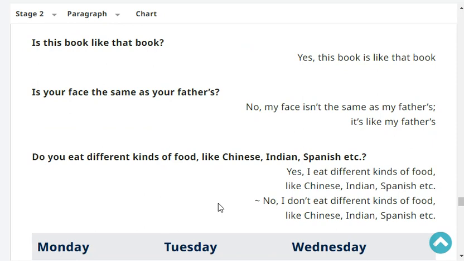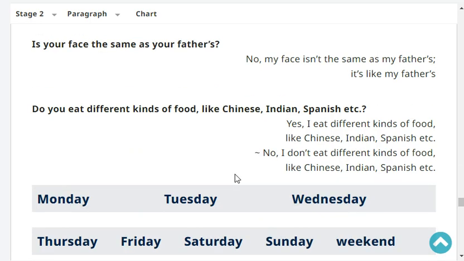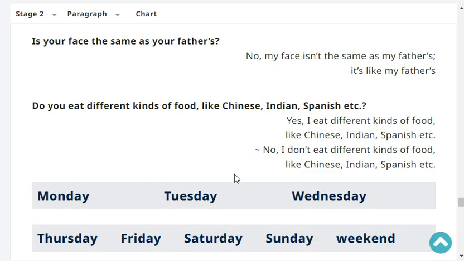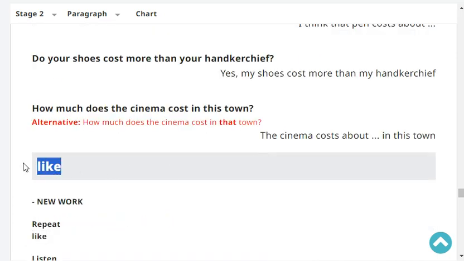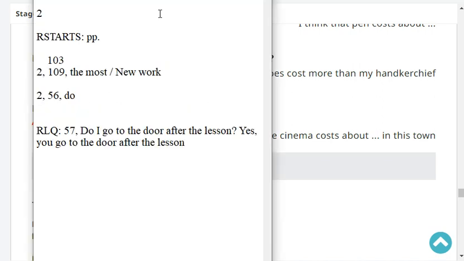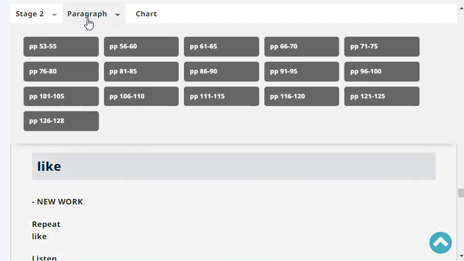Do you eat different kinds of food like Chinese, Indian, Spanish, etc.? Yes, I eat different kinds of food like Chinese, Indian, Spanish, etc. Very good. Okay, so now let's move on to our reading. Our reading is at stage 2, page 56.